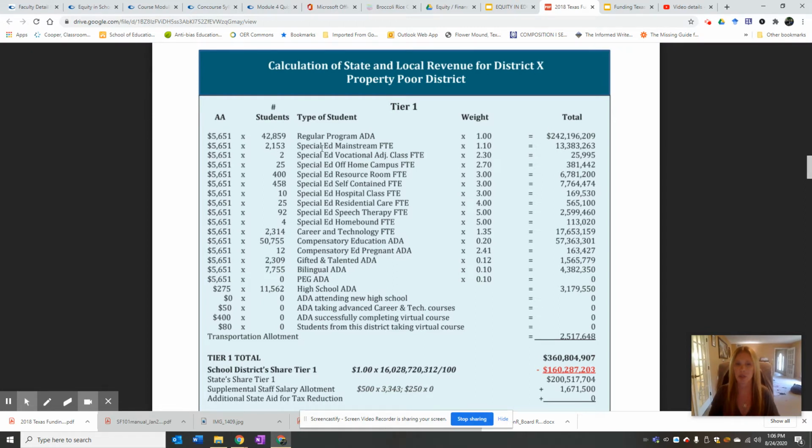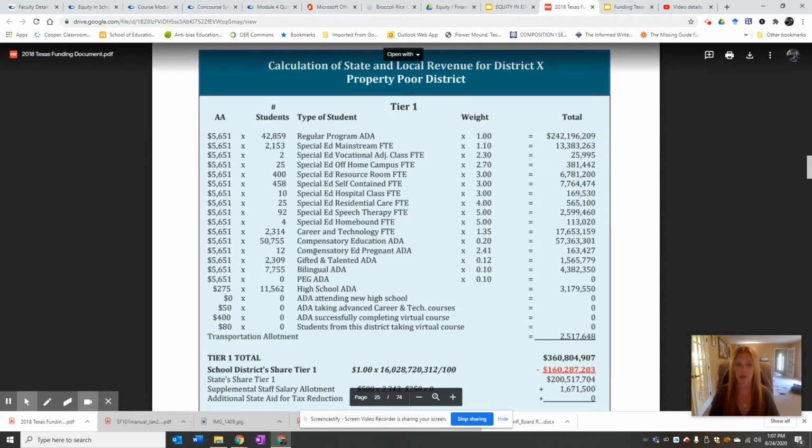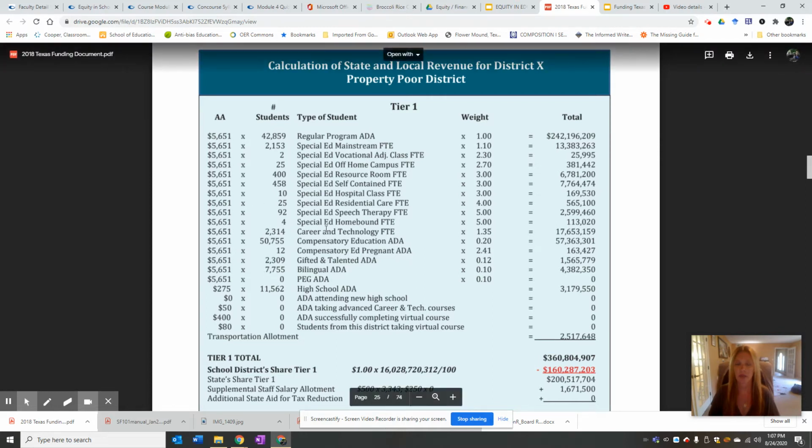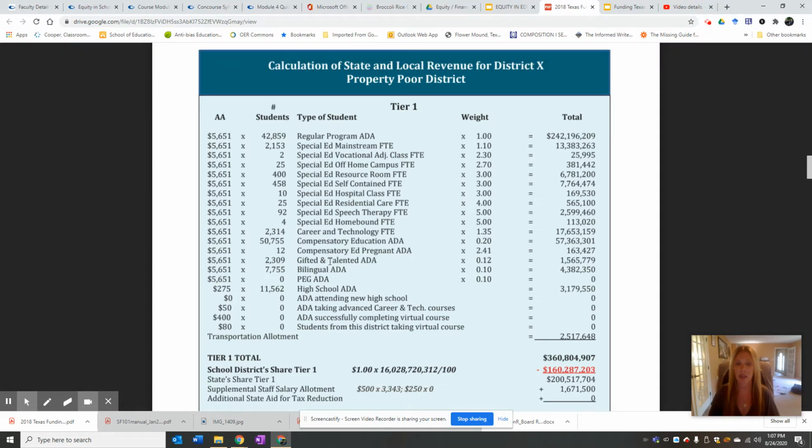Now we've got 2,100 in mainstream special ed, and then these types of special eds. And so you'll notice the types of multipliers that each one receives. Then you've got career and tech, compensatory ed, gifted and talented, bilingual. You get an extra stipend for high school students. And so they're going to break down what types of students they have. Now, some of these may fall in two different categories. So you might have gifted and also counted in regular, and then some are not. And so they're going to add all that together.